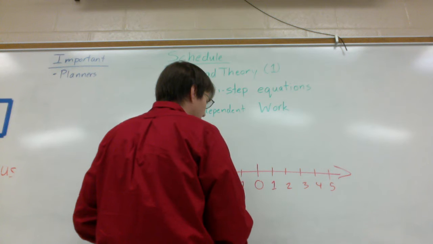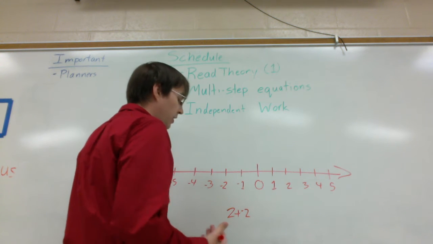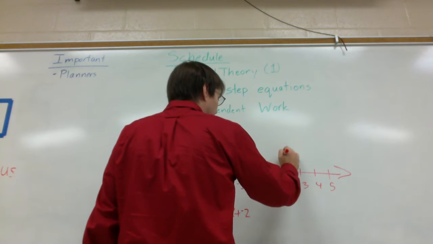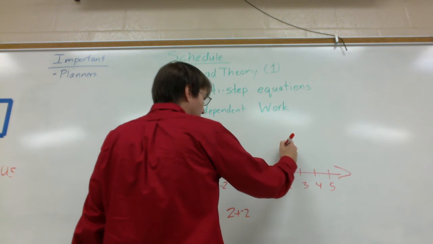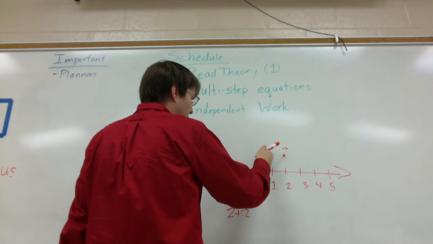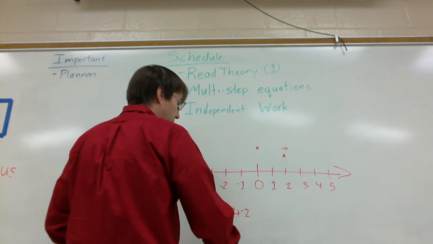One more example, 2 plus a negative 2. We probably already know what this one's going to be, but again, 2. The plus sign tells me that I need to look right. Negative 2, I go backwards from the arrow. 1, 2. My answer is going to be 0.